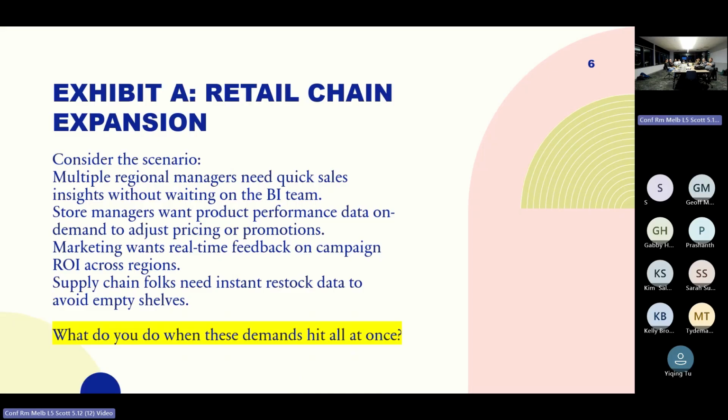So we have a few scenarios here. I have three examples. I'll just quickly brush through them. First one is, consider you are expanding your retail chain enterprise, and multiple regional managers want quick sales insights without having to rely on the BI team. I work with clients where the BI approval process is so extensive that they have to submit multiple requests. They go through analytics teams and managers before they get their report needs approved. Obviously, we can't wait for that if you need real-time hands-on data. These are just some of the points that we want to address. What do you do when all these demands hit at once?